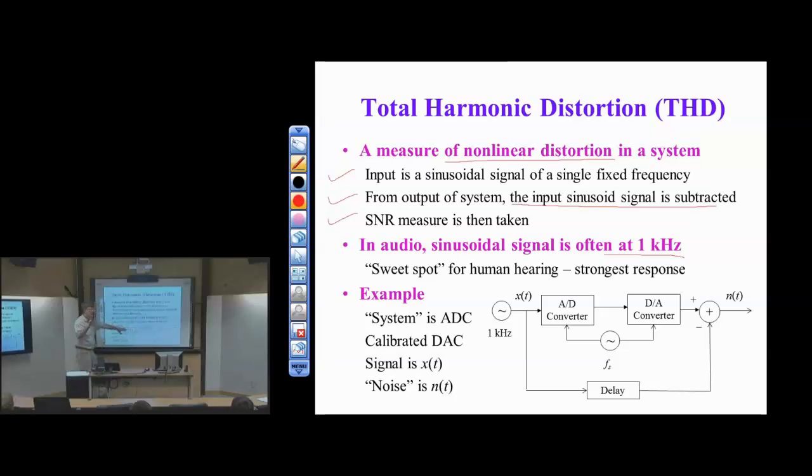All right, let's talk about this on the bottom block diagram. Here's an example. The system we want to test is an analog to digital converter. We have a calibrated DAC, D-to-A converter. The signal is x of t, which is going to be our 1 kilohertz sinusoid. We're going to put that through an A to D converter, and the same sampling clock is feeding the A to D converter and the D to A converter.